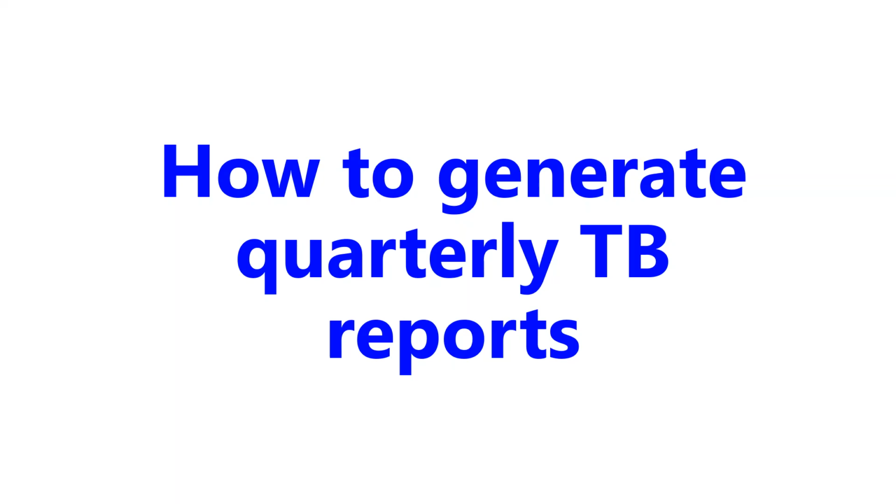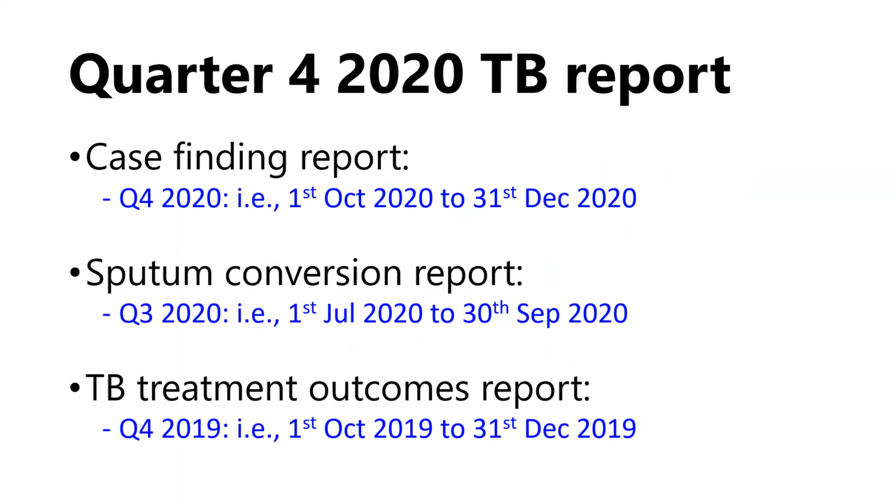In this video, I'm going to show you how you can use the electronic TB register to generate your quarterly TB reports. For purposes of this demonstration, we are going to use quarter 4 of 2020. For those who are familiar with TB programming, you know that when you are preparing a case finding report, you use patients who were registered within the quarter you are reporting. In that case, patients registered in quarter 4 of 2020.